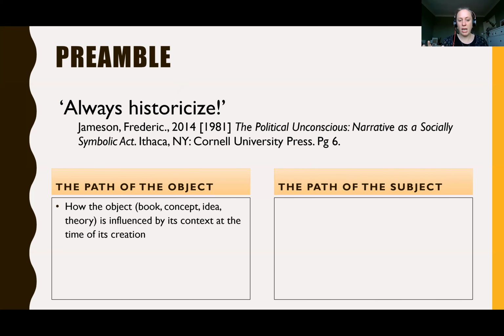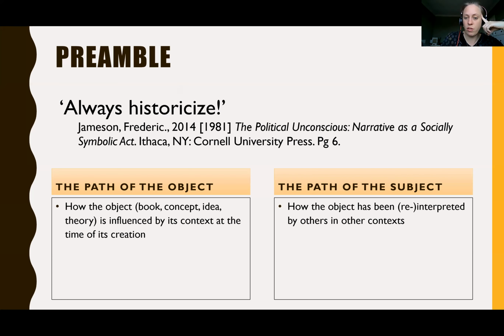So when we look at the path of the object, we're looking at how it has been influenced by all this rich stuff that is happening around it. It isn't something that happens in isolation. Now, the path of the subject for Jameson is how the object has been reinterpreted by others in other contexts. So how ideas have been translated into other books, other concepts, other ideas, other theories.